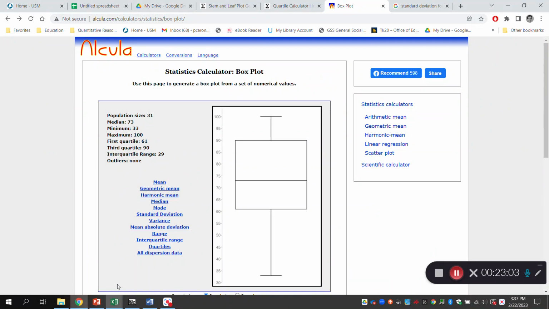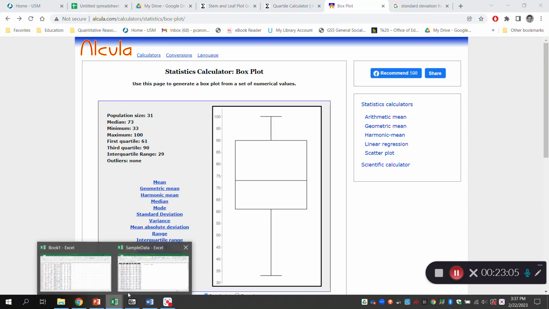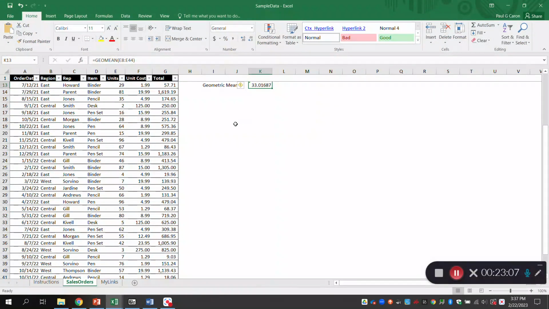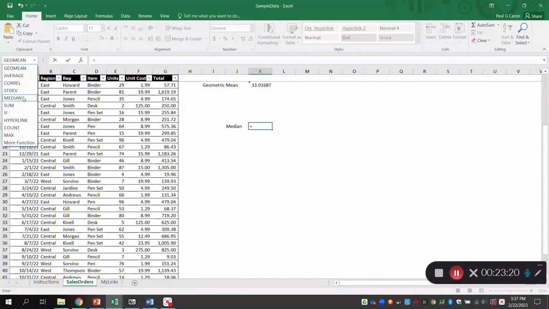And to find the median and mode, again, let's start with Excel this time. So this time I'm just going to write down median and put the equal sign next to it. There's the function bar. Do I have a median? There's a median right there.